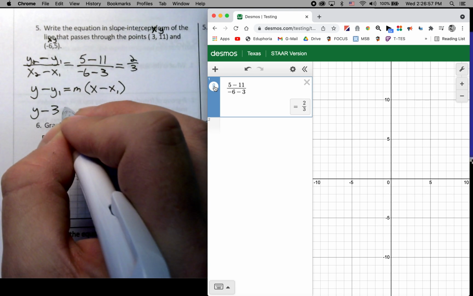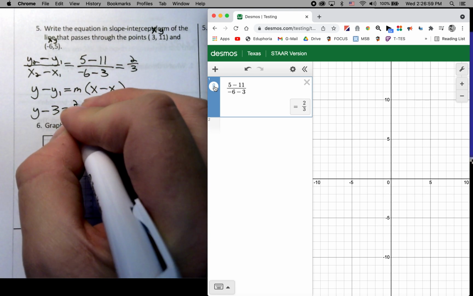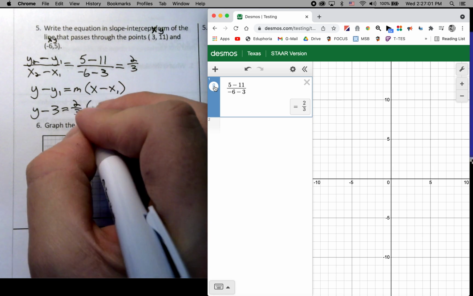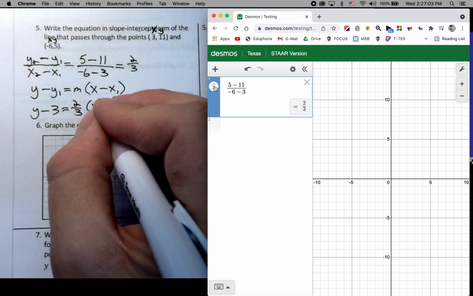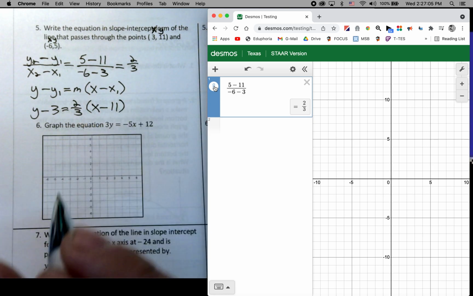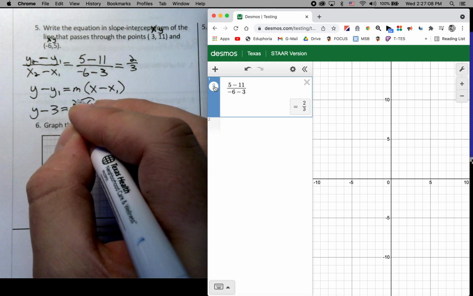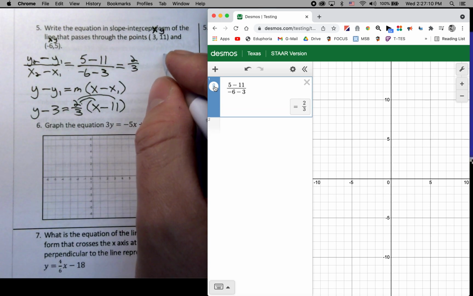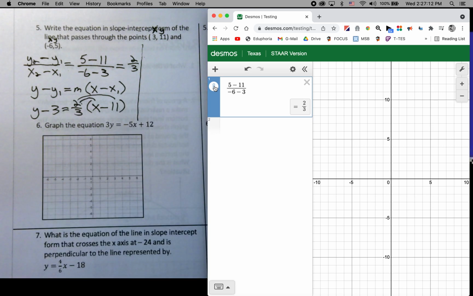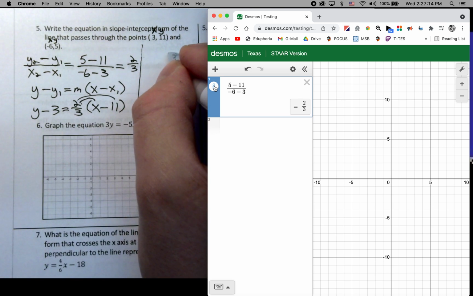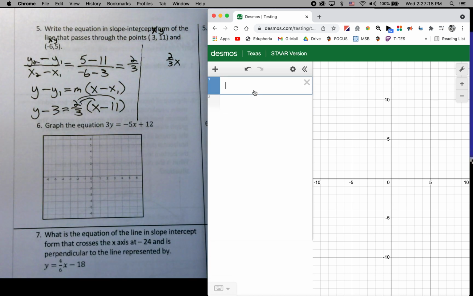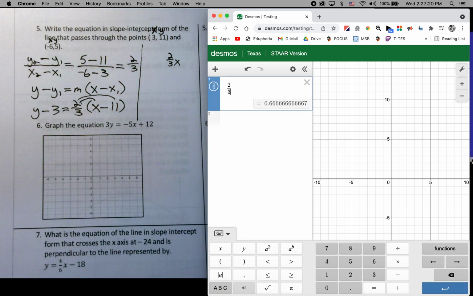I already know what m is. I just solved for it. It's 2/3. And then x, and then if that's a positive 11, it becomes minus 11. Okay? I'm going to distribute this 2/3. And I'm running out of room, so I'm going to write it over here. So 2/3 times x is 2/3 x. And 2/3 times a negative 11. I don't know what that is off the top of my head, so I'll say 2 divided by 3 times negative 11.